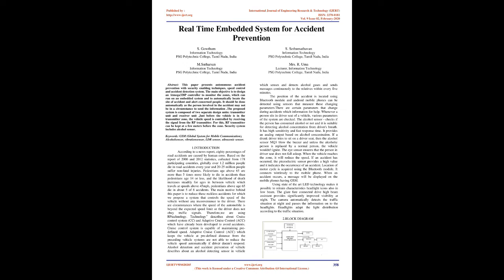It should be done automatically as the person involved in the accident may not be in a circumstance to send the information. The proposed system is composed of two separate design units, transmitter unit and receiver unit. Just before the vehicle is in the transmitter zone, the vehicle speed is controlled by receiving the signal from the RF transmitter. For this, RF transmitter can be kept at a few meters before the zone. Security system includes alcohol sensor.